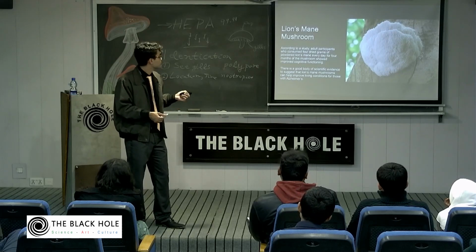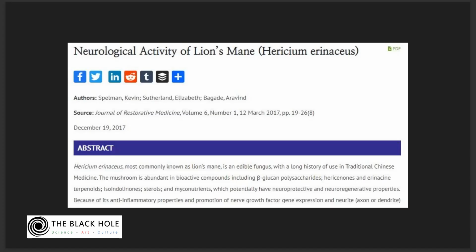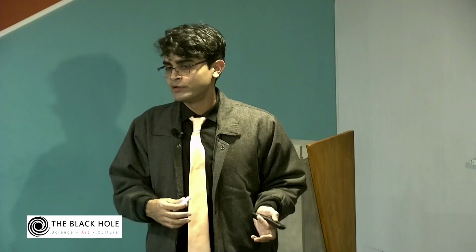This is just one research paper that was done on the neurological activity of lion's mane, Hericium erinaceus. I don't know how to pronounce that. But this is just one sample research paper. There's a growing body of scientific literature. You can find a lot of them. Just go to Google Scholar, any journal, and you will find a lot of research on lion's mane mushroom.